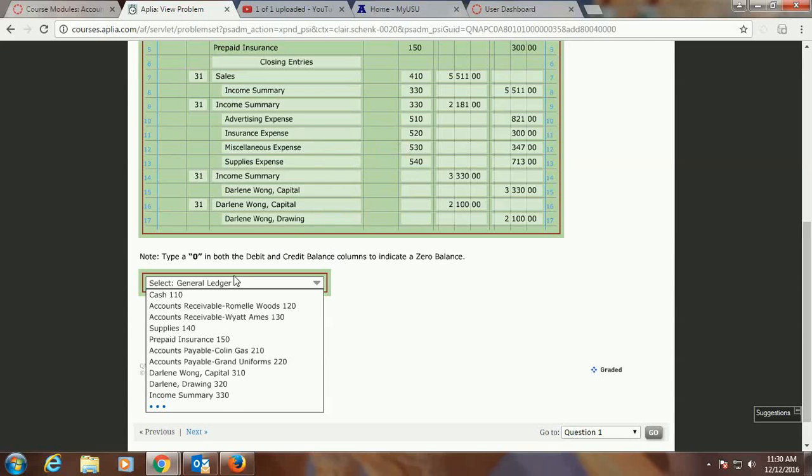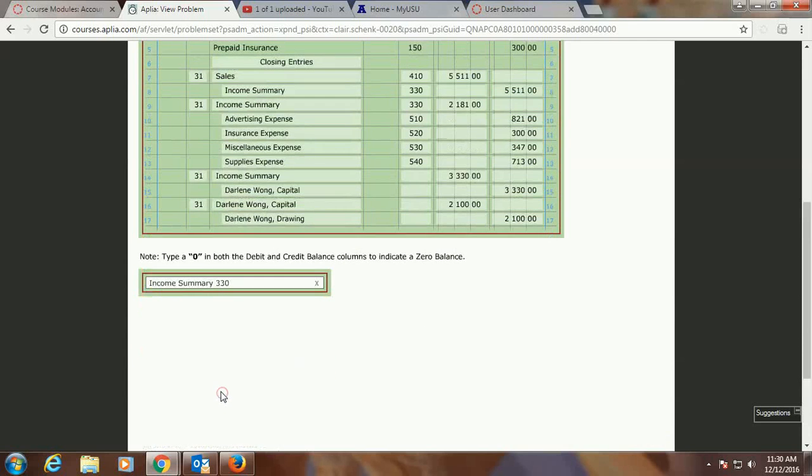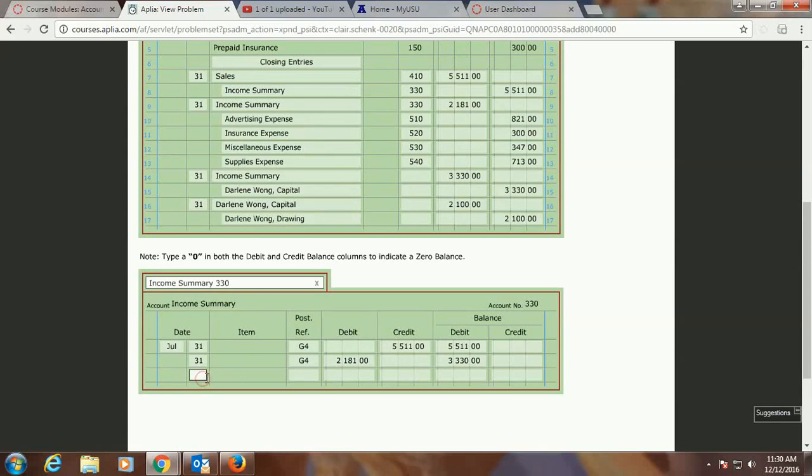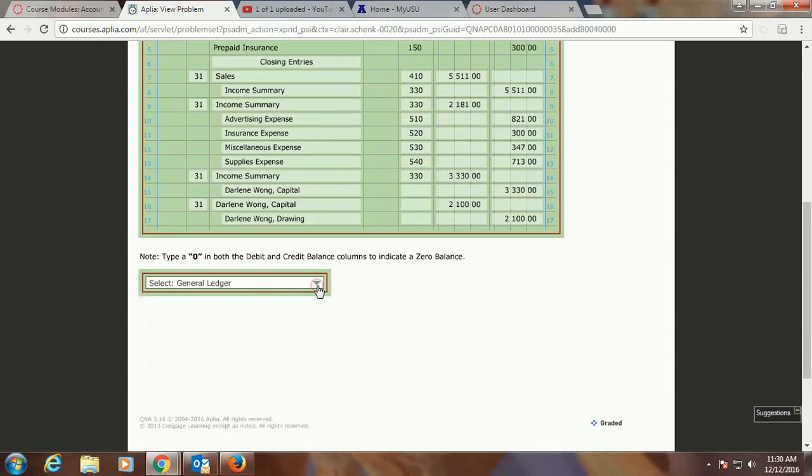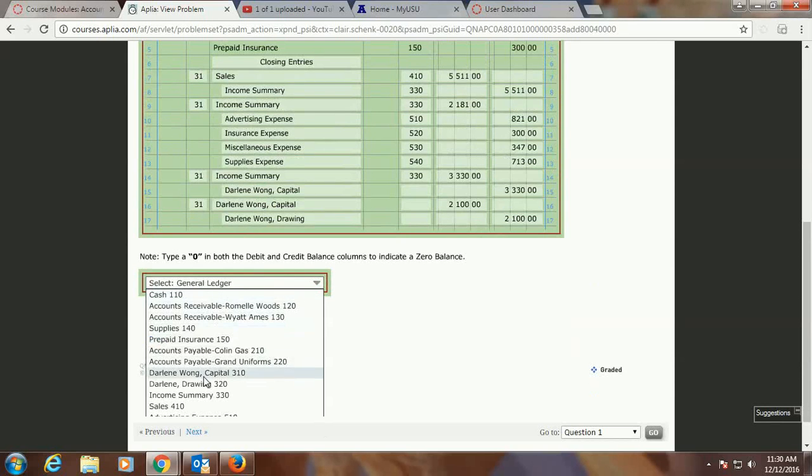So now I'm on income summary again for the next line. This is on the 31st. It's a G4. Looks like it's a credit of 3,330. That'll zero that out. And I put the account number 330 in the post reference column of the general journal, so we can track it. So now I'm on the capital account.